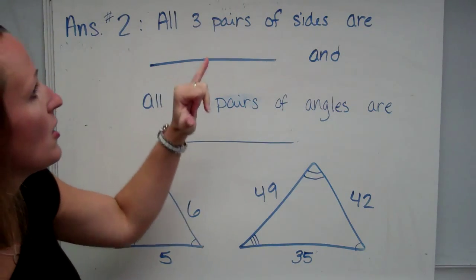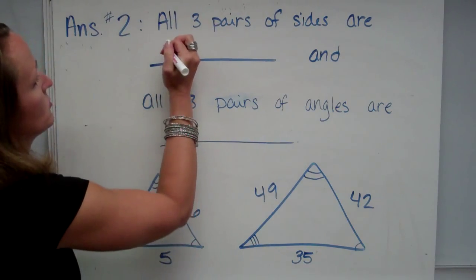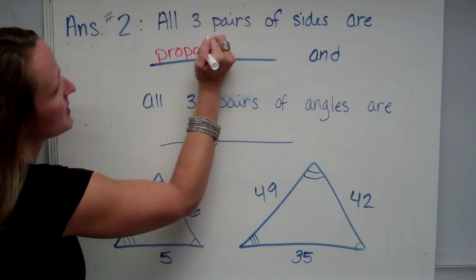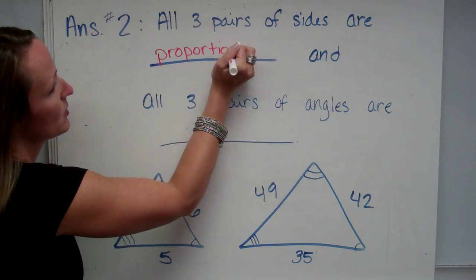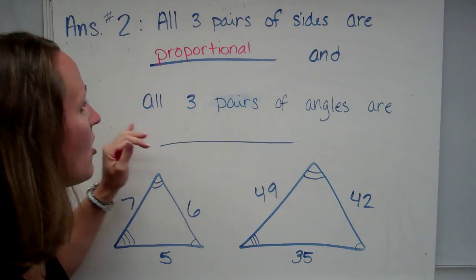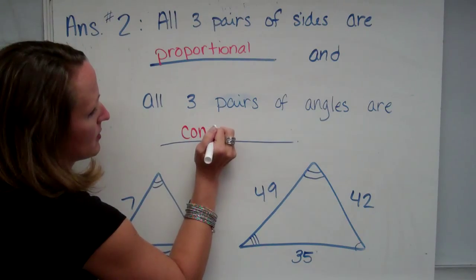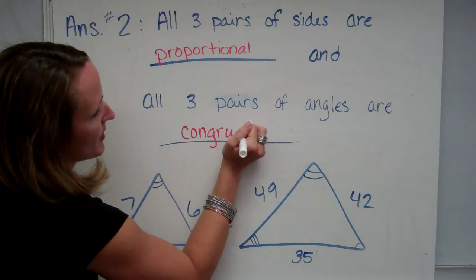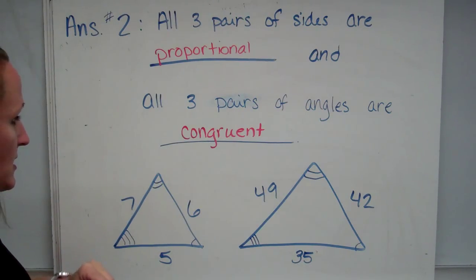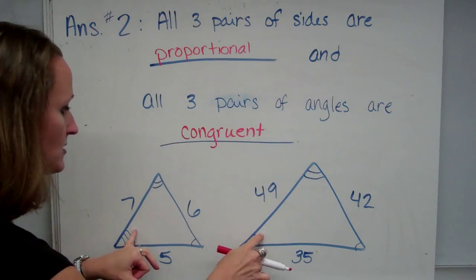Answer number 2. All 3 pairs of sides are proportional. Talked about this yesterday. All 3 sides are proportional. That is one step to being similar, and all 3 pairs of angles are congruent. This is the exact method that we talked about with similar polygons. So if we look here, you can see your hash marks. These are congruent, these are congruent, and these are congruent.